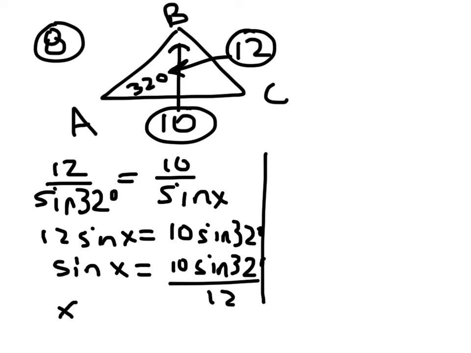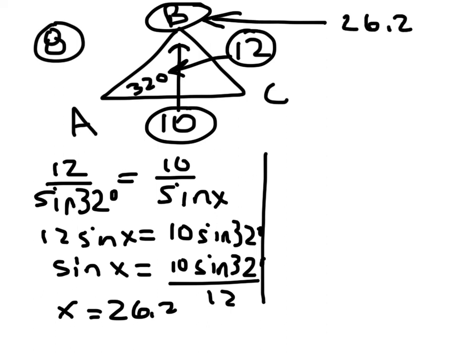Using my calculator, I can calculate inverse sine of 10 sine 32 over 12. Rounded to the nearest tenth, it would be 26.2. So I now know that this angle, B, is 26.2 degrees. Subtracting 26.2 from 180 and subtracting 32 from that, I can figure out that angle C is 121.8 degrees. Now I know all the angles.